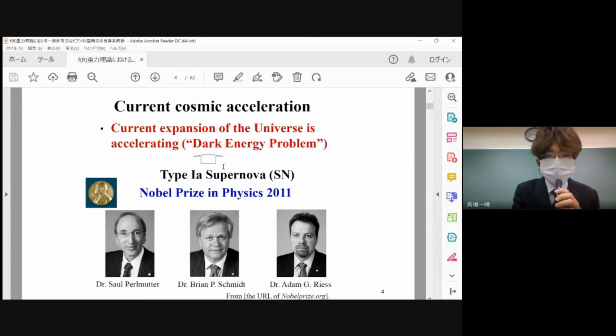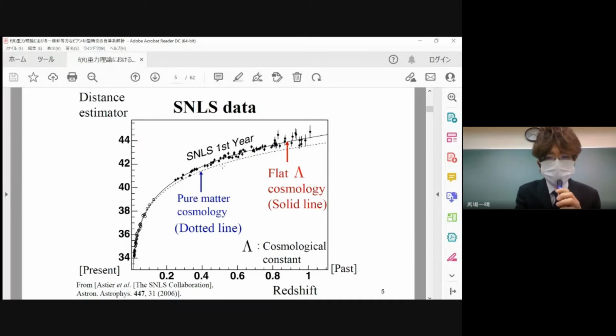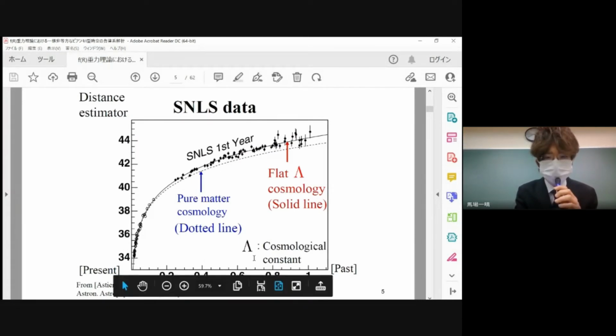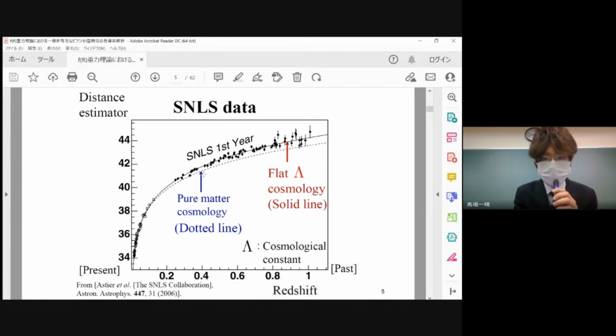Already Professor the Paulus has explained the current expansion of the universe is accelerating. This is called the dark energy problem. This is a supernova legacy survey data. The horizontal axis showed the redshift and the vertical axis showed distance estimators. We can see that the flat lambda cosmology can fit data better than the pure matter cosmology.